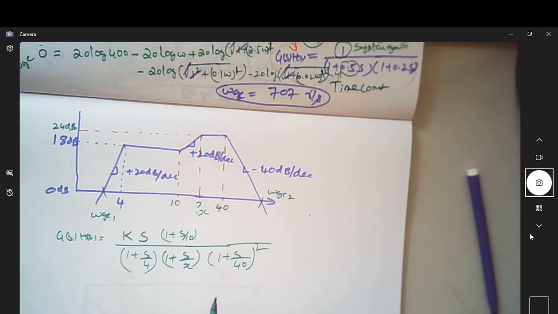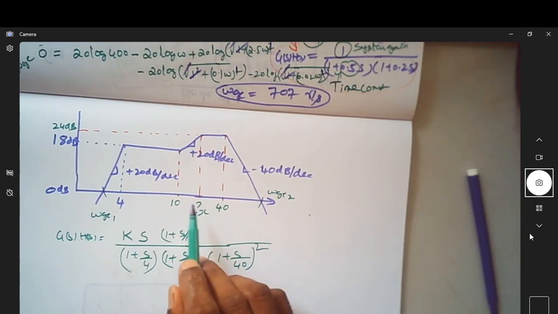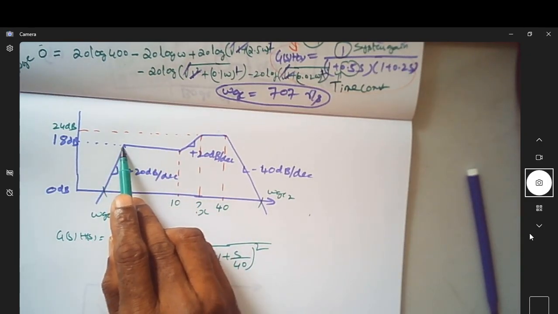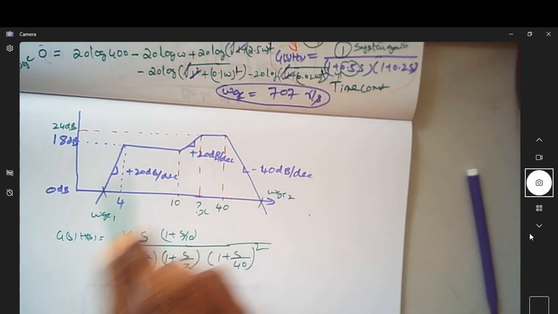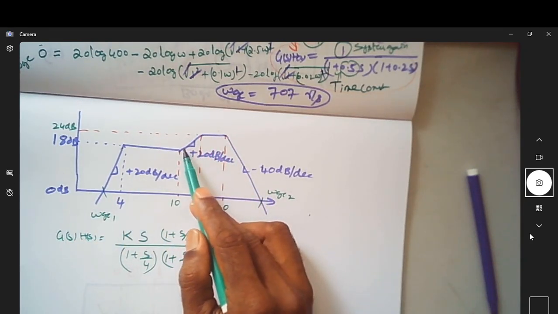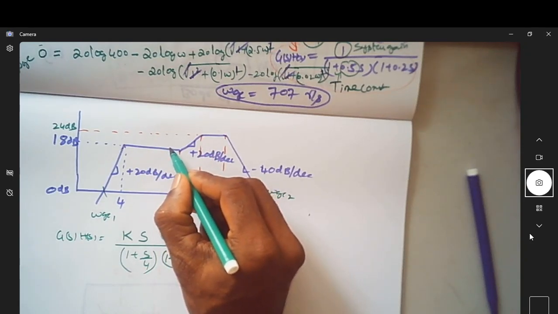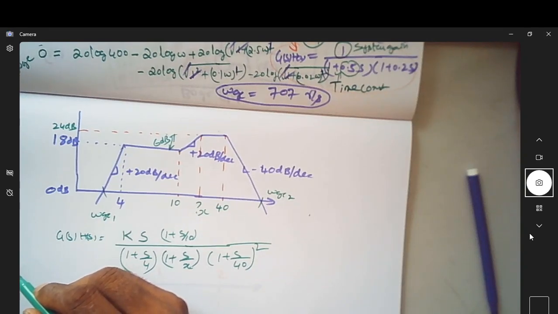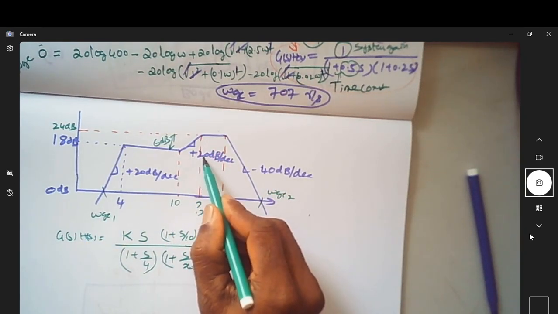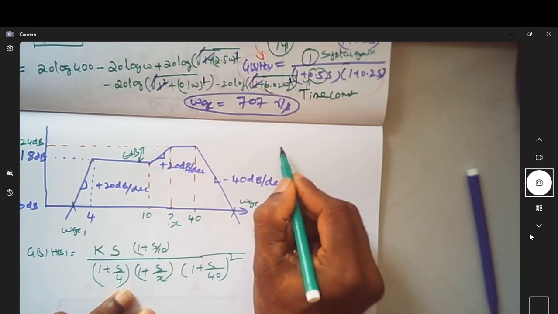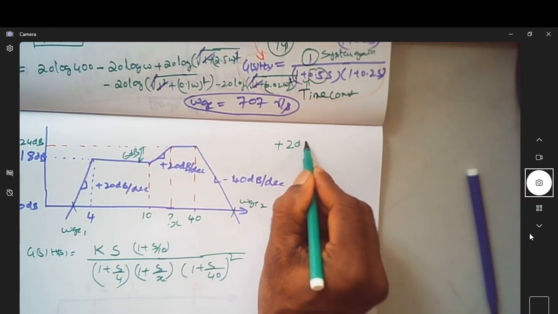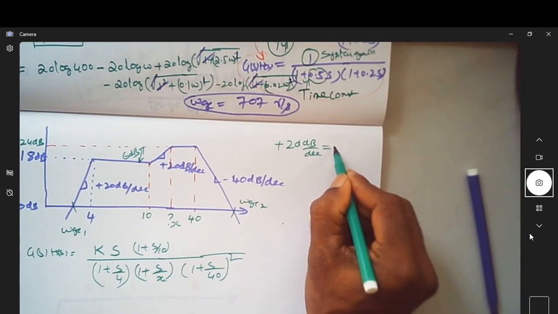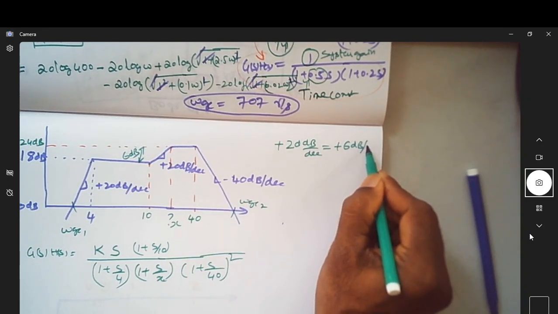Now before we proceed, we need to find out this x as well as k before we find out omega gc1, gc2. Now if you carefully observe the magnitudes, can you see here it is 18 dB, here it is 24 dB. So since it is 24 dB, how much is the change in magnitude here? The change in magnitude is 6 dB. Now since the slope is plus 20 dB per decade, we know that plus 20 dB per decade is equal to plus 6 dB per octave.